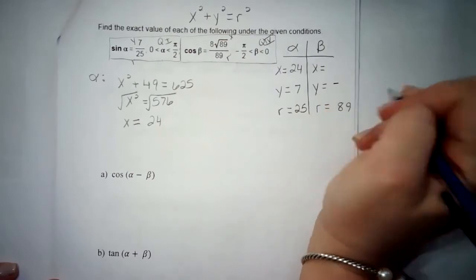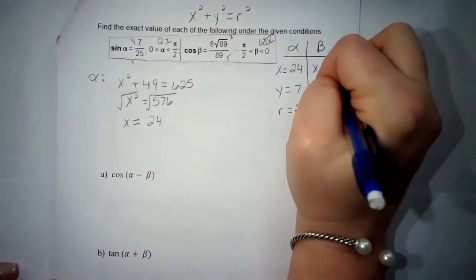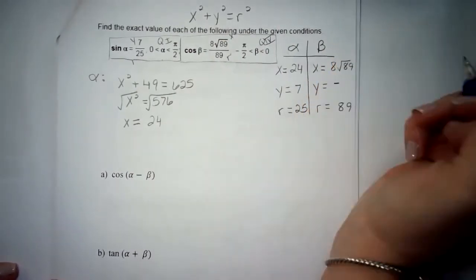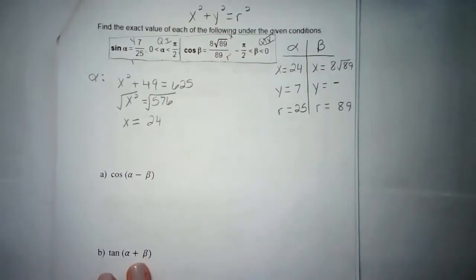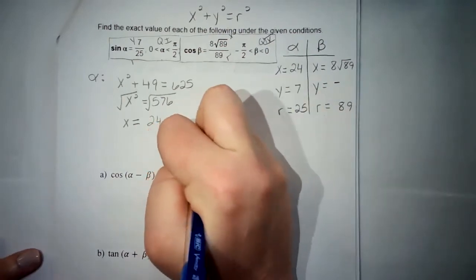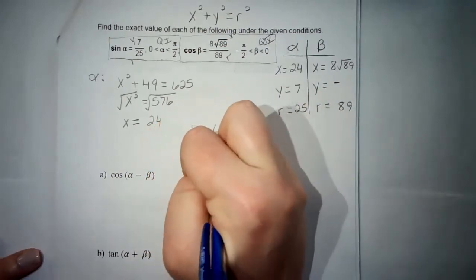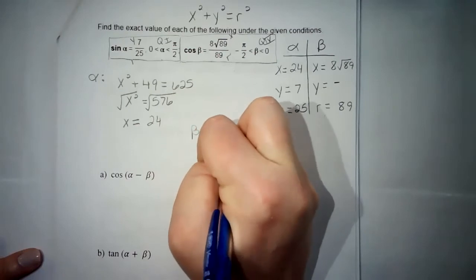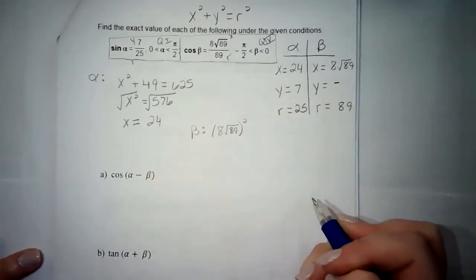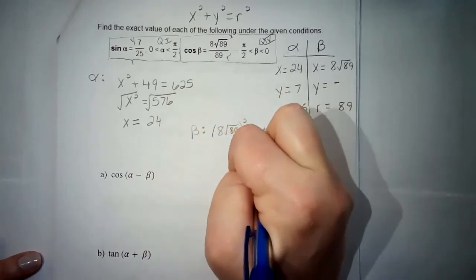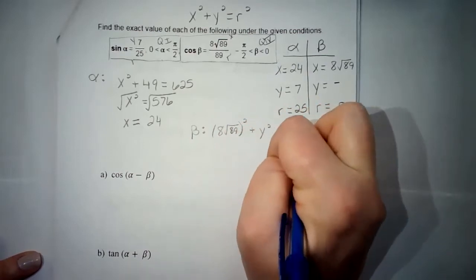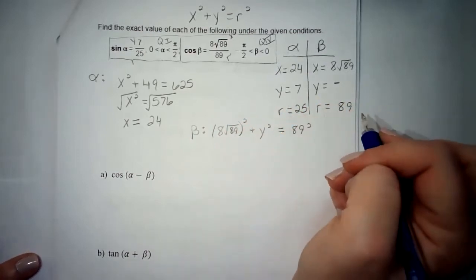R is 89. X is 8 times the square root of 89. That's not pretty. It's been rationalized at some point. But anyway, that's all right. Okay, now we need Y. So let's do a beta Pythagorean. Okay, so we're going to have 8 square root of 89. We're going to have to square that. We'll come back to that in a minute. Plus Y squared equals 89 squared.